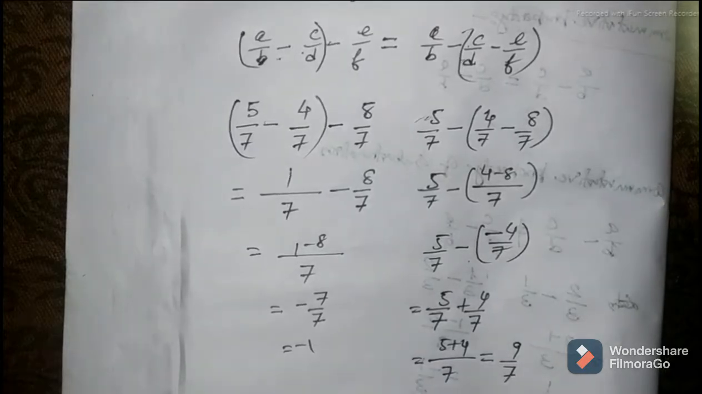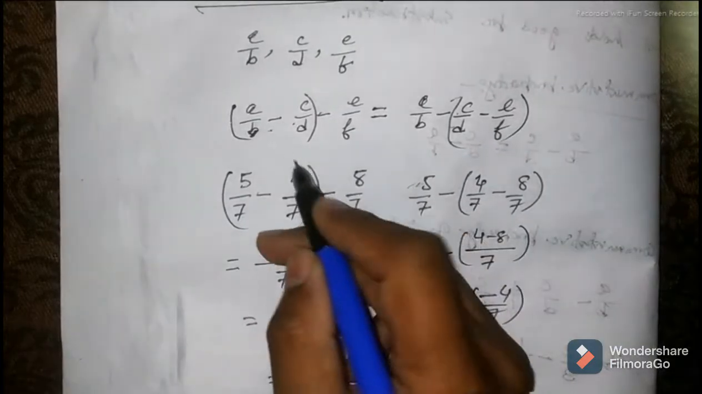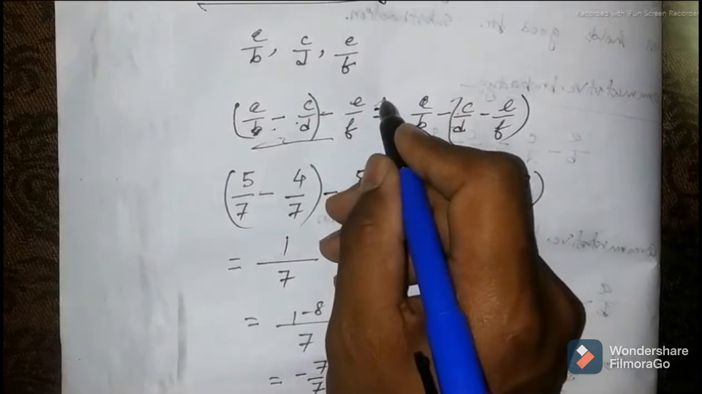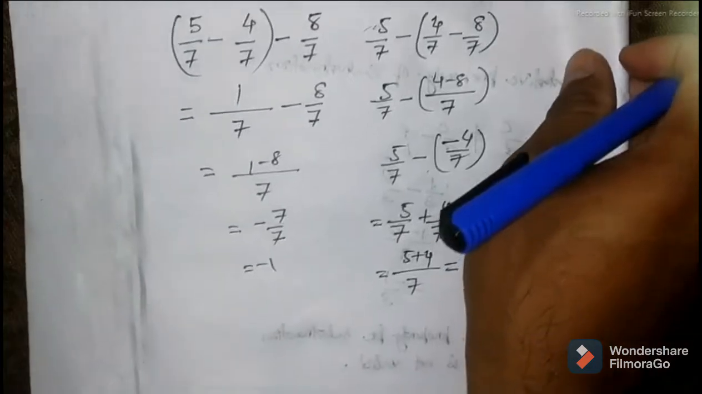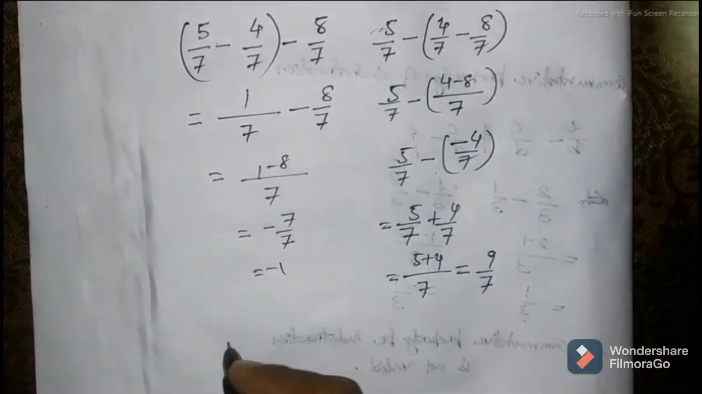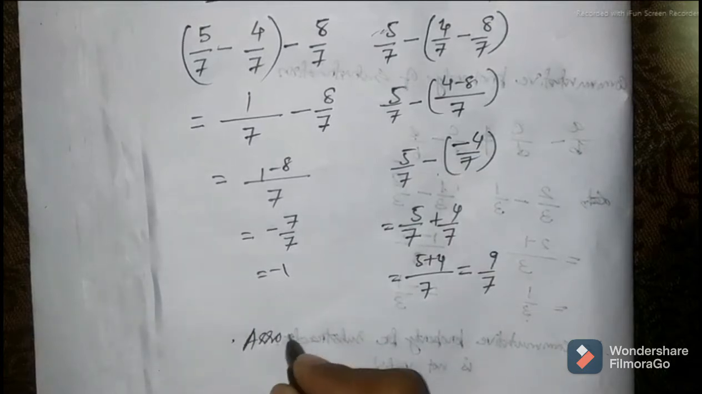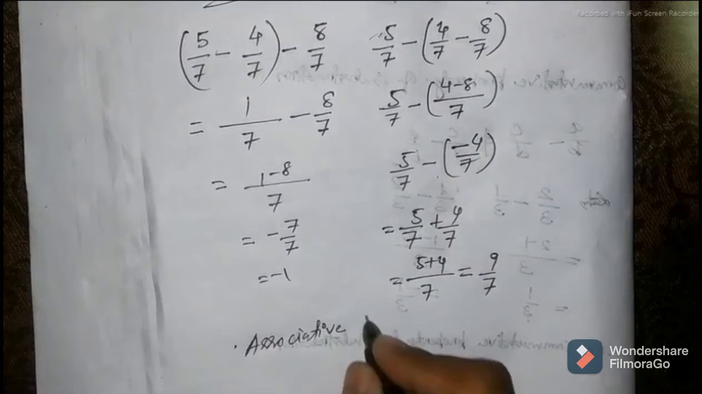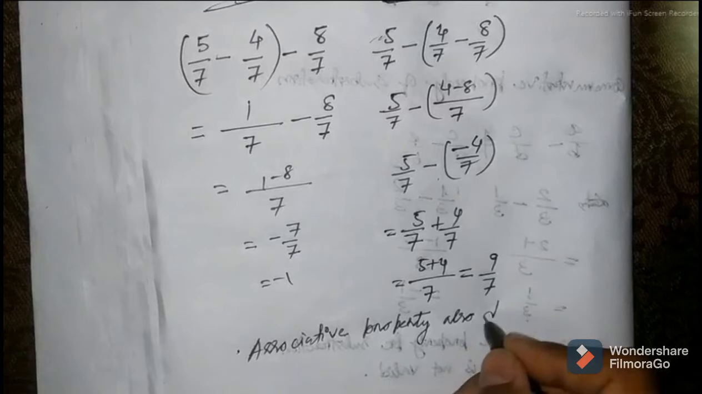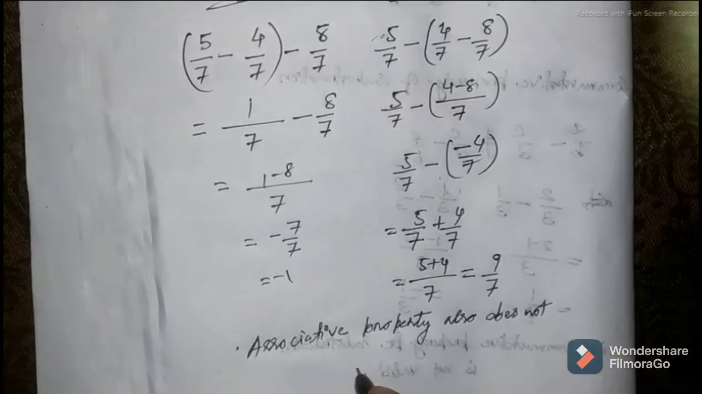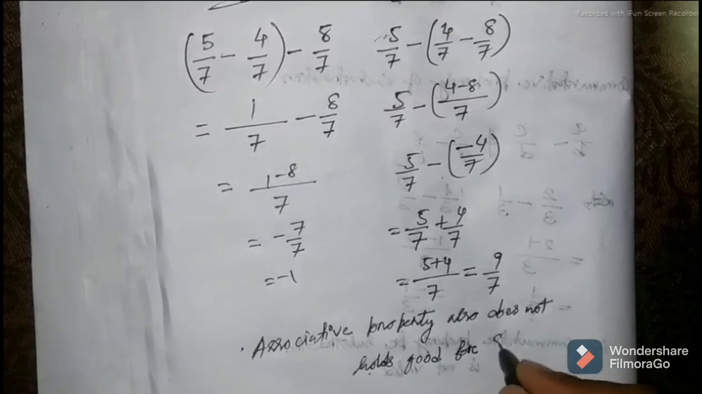So this one, minus 1, is not equal to this one, 9 by 7. It means that the associative property also does not hold good for subtraction. Associative property also does not hold good for subtraction.